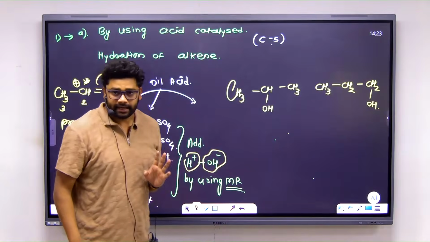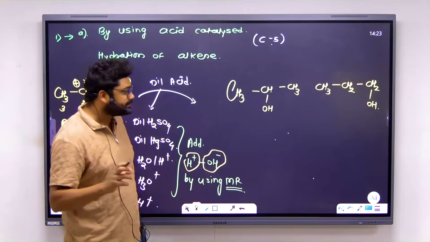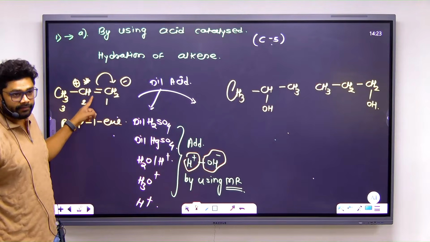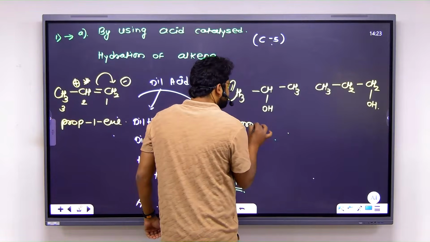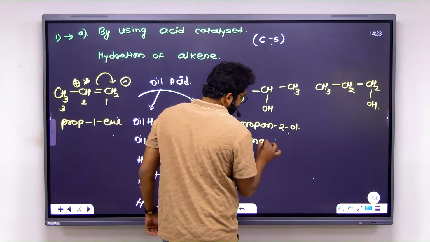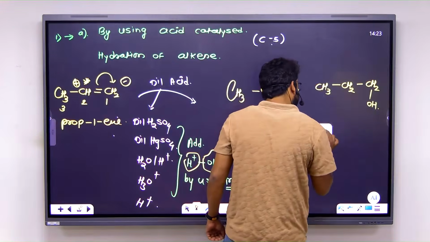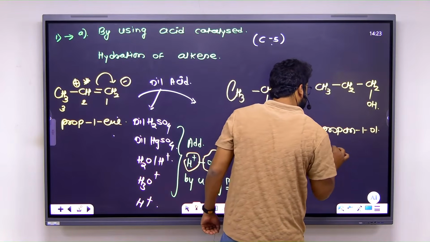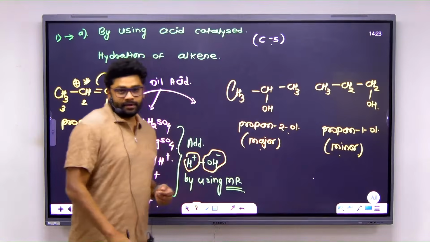But this is according to the opposite of Markovnikov's rule. And that's why when the negative part of the reagent attaches to a double bonded carbon having less number of hydrogen atoms, it means this compound called propan-2-ol is your major product. What is that? Your major product. And this one, it is propan-1-ol. Propan-1-ol is known as your what product? A minor product.